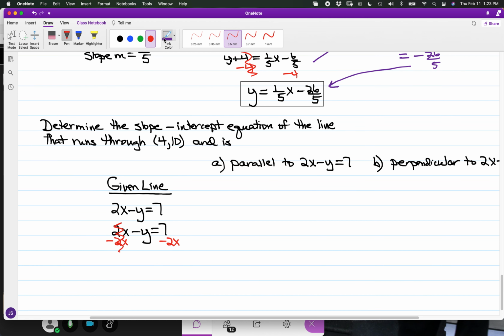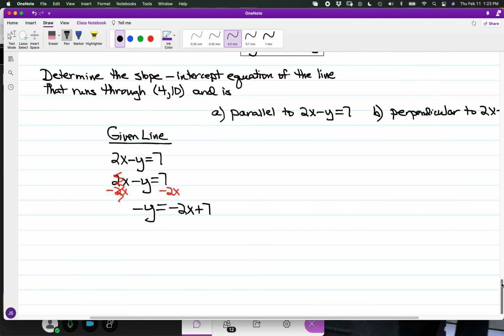So I'm looking at taking 2x away from both sides. So we have negative y is equal to negative 2x plus 7. And if I multiply or divide by negative 1, or just changing the signs, making the positives into a negative and vice versa, you're going to have that y is equal to 2x minus 7.